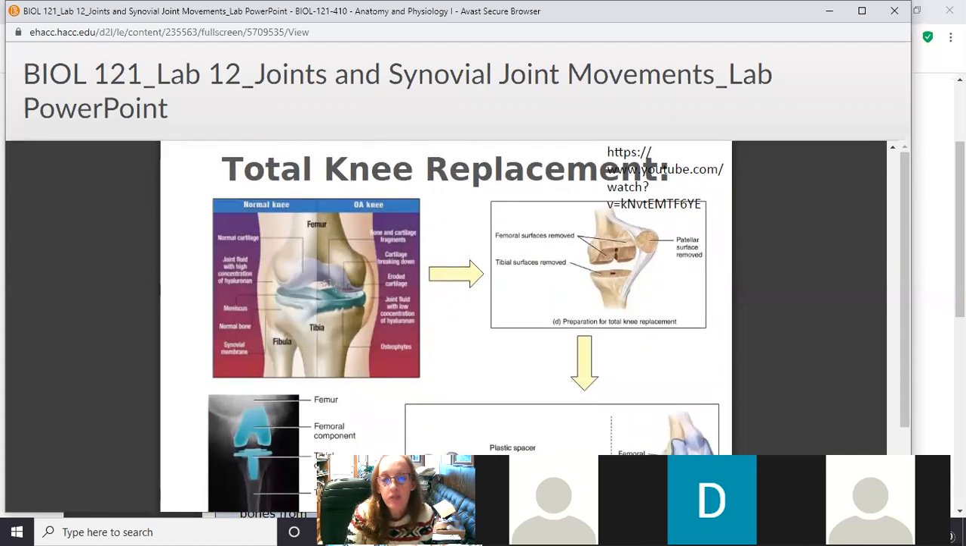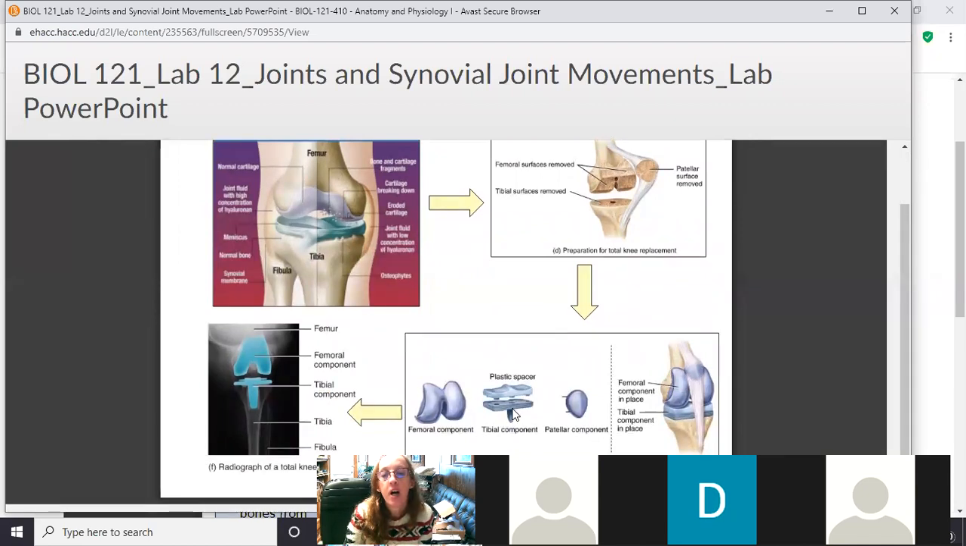Total knee replacement. They put in fake condyles, metal condyles, a plastic spacer, and the tibial component, and the patellar component. Probably, from what I've heard, one of the more painful surgeries you can ever have. Hip replacements are pretty painful too.